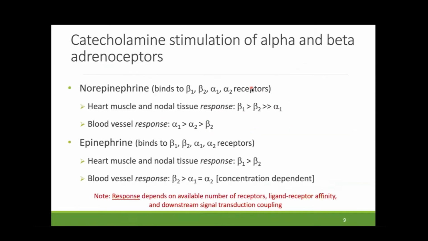Let's look at what receptors these catecholamines act upon. In this slide, I want to be very, very clear about something. When we talk about norepinephrine, we're binding to both beta and alpha receptors. Now, in heart muscle and nodal tissue of the heart, this is the response. I'm using the word response. It's not receptor affinity or binding to the receptor or the number of receptors. It is the overall response.